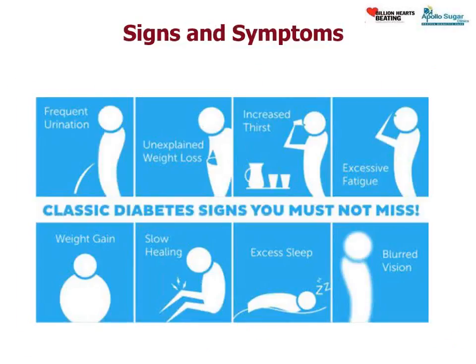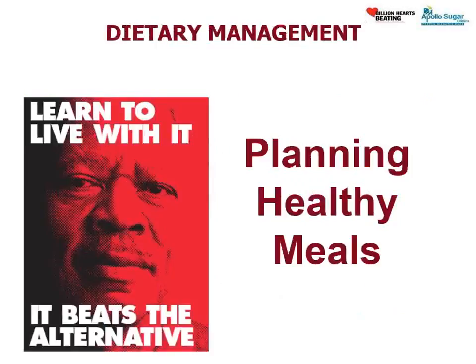There are various signs and symptoms by which we can tell that a person might have diabetes, such as frequent urination, unexplained weight loss, increased thirst, weight gain, slow healing, excess sleep, blurriness of vision, and excessive fatigue. You might be very surprised to know that we have talked about weight loss and weight gain at the same time. But generally, a typical sign in type 1 is weight loss, and a typical sign in type 2 is weight gain.